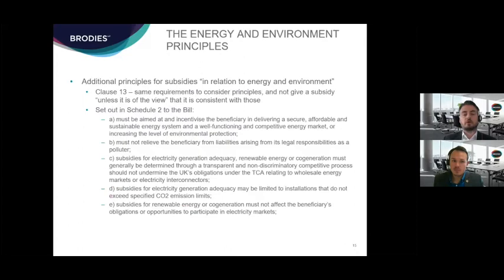Moving on to the next set of principles, there's a separate set of principles that apply in addition for subsidies given in relation to energy and environment. And those of you who operate in this space will know that the European Commission had produced its own guidelines on state aid in that space. And these principles are, I think, an attempt to generally capture at least the similar themes, if not identical terms. So again, there's a requirement to consider these principles if giving a subsidy in this space and not to give it unless the authority is of the view that it's consistent.